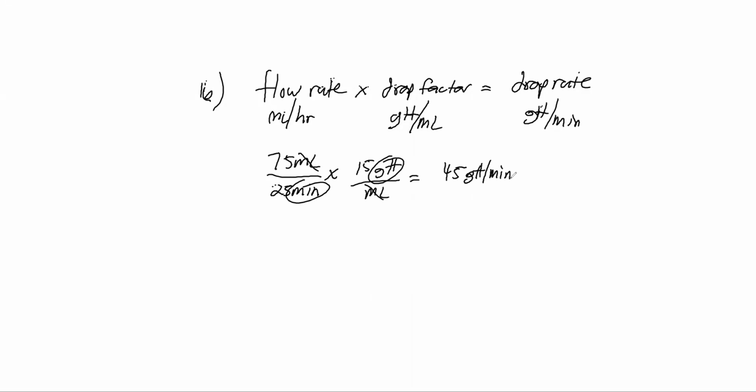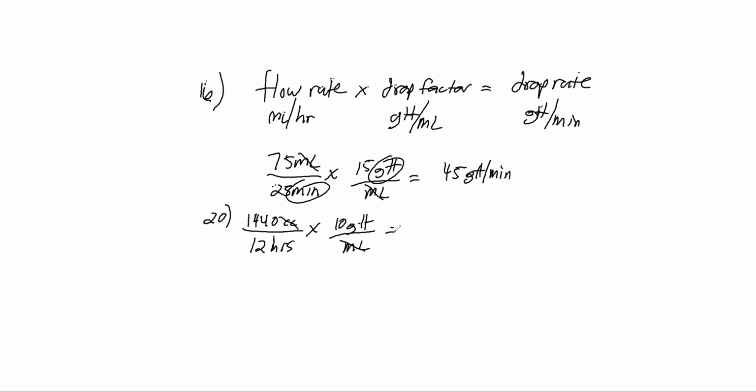Can you do 20, please? Absolutely. So 20 is following the same basic concept of flow rate times drop factor. In this instance, now we have 1440 cc's over 12 hours, and we have a drop factor of 10. You know that milliliters and cc's are the same, so you can leave it at that.